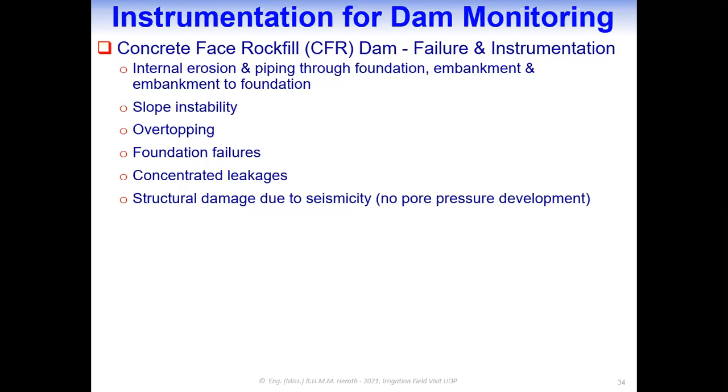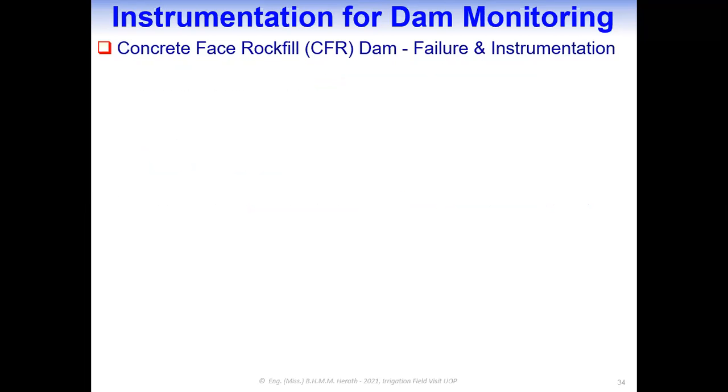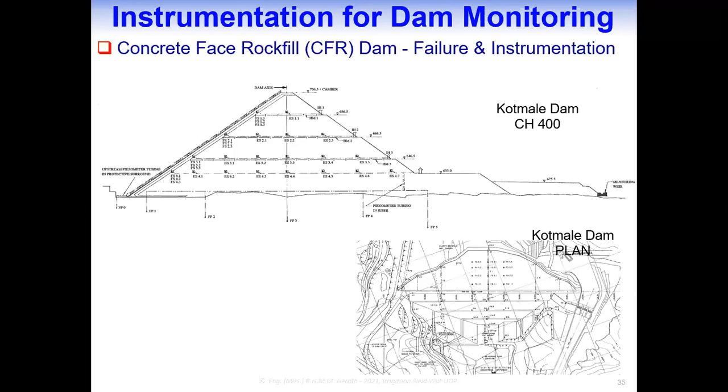without permeating into the dam's body, and therefore you could also understand that this rockfill material is highly permeable and shows free draining conditions with various filter zones and so on, and there is no pressure development within the embankment. So now we are going to consider the Kotmale dam, and here you can see the section of the Kotmale and the plan view of the Kotmale.